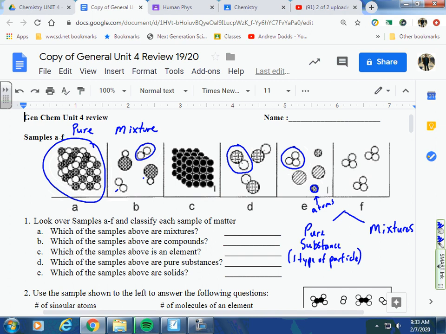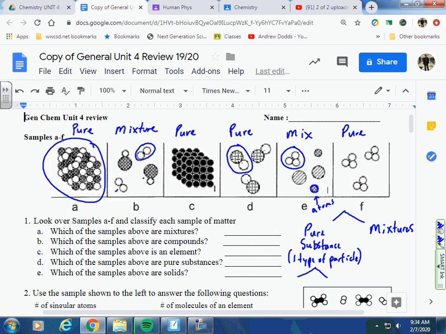The third one, again, is just one big piece. Call that pure. This one, all three pieces are the same. So there's only one type of piece. So I would call that pure. Letter E, there's different types of pieces. I would call that a mixture. And the last one, all the pieces are the same. I would call that pure. All right. So once we have that done, that's our first way of dividing.